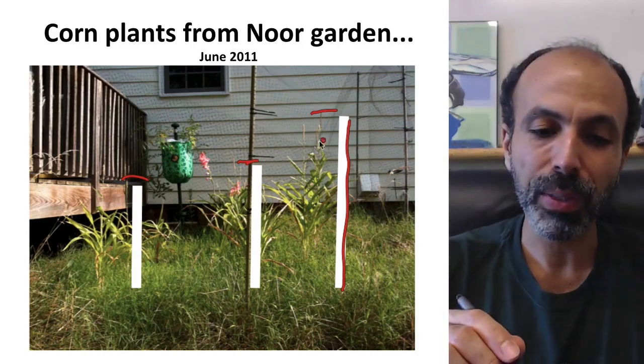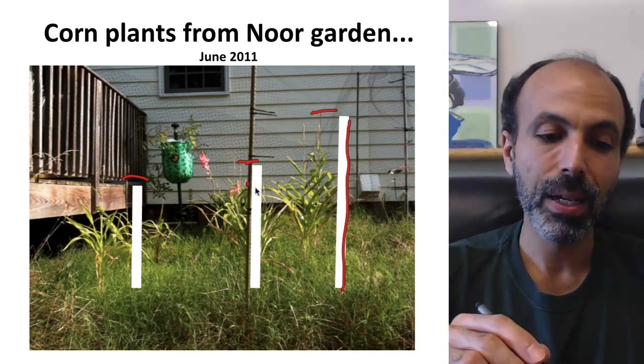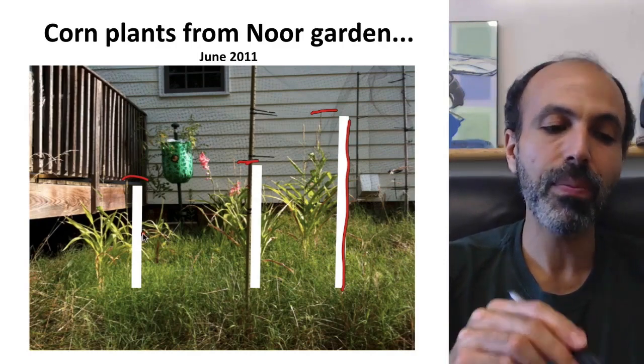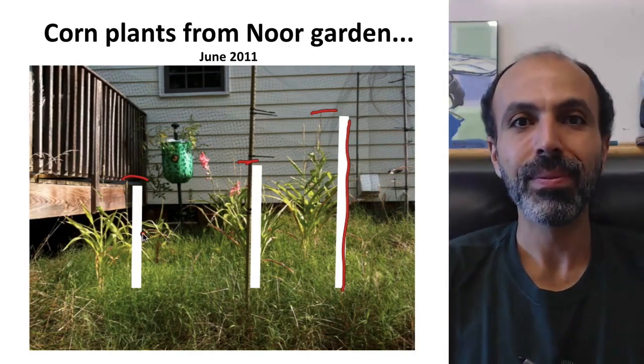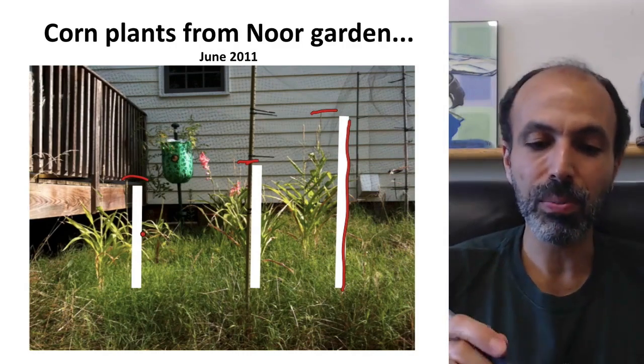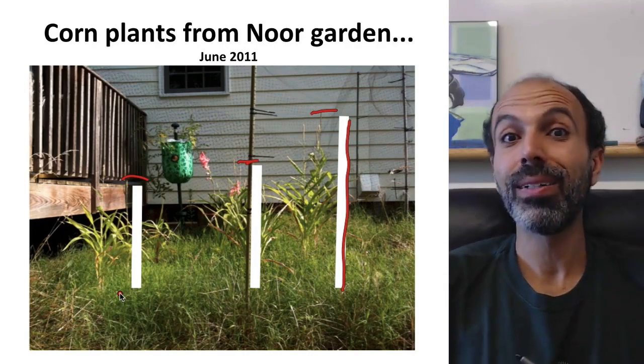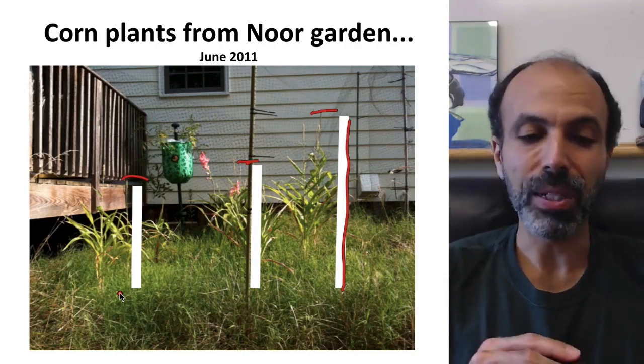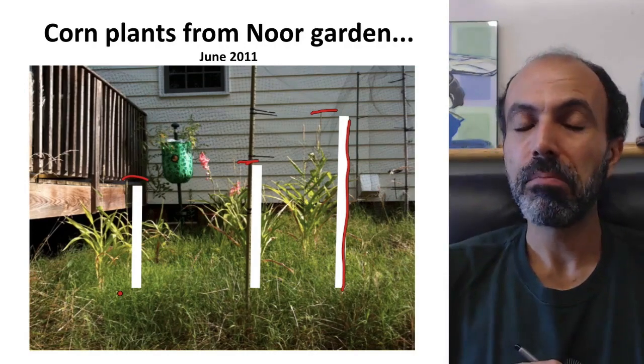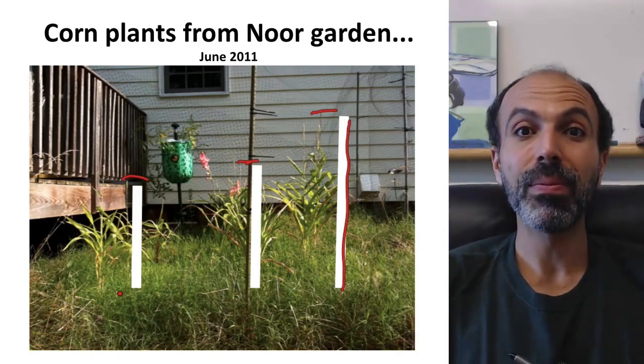Then it's not just one corn plant. There's a bunch of them that are all about the same height. Do you think I split up the seeds and put all the tall corn over here, the medium corn over here, and the short corn over here? Probably not. Do you think I watered them differently? No, they're all pretty much watered the same.